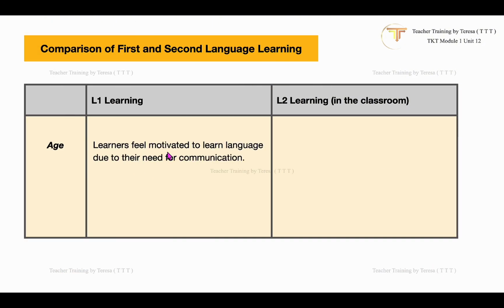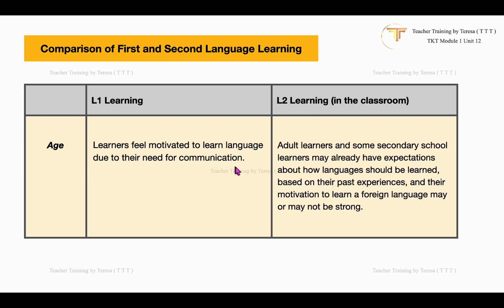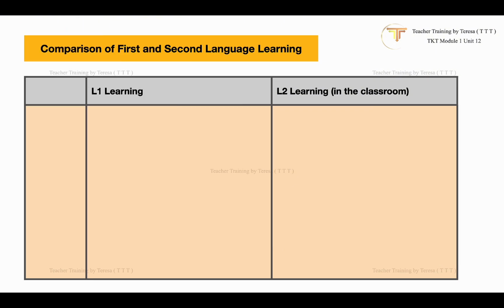Learners feel motivated to learn language due to their need for communication. Adult learners and some secondary school learners may already have expectations about how languages should be learned, based on their past experiences, and their motivation to learn a foreign language may or may not be strong.